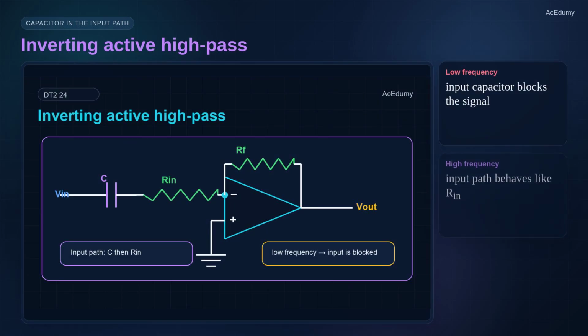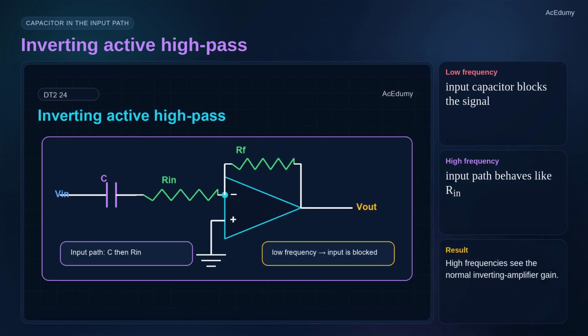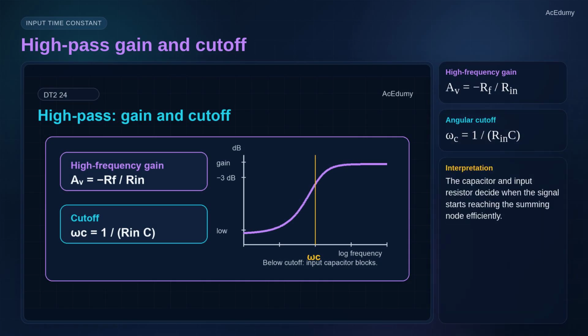The active high-pass version moves the capacitor into the input path. At low frequency, the input capacitor blocks the signal, so the output is small. At high frequency, the capacitor behaves almost like a short, and the circuit becomes an ordinary inverting amplifier. For the high-pass form, the high-frequency gain is again minus Rf over Rn. The cutoff now comes from the input time constant, Rn times C.